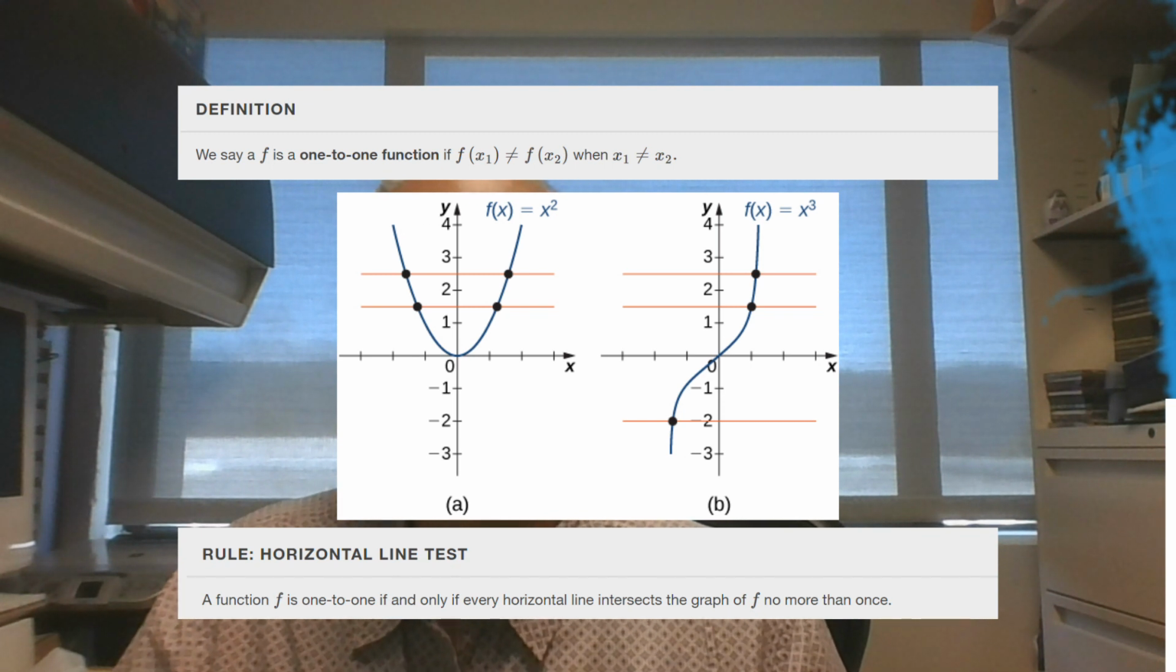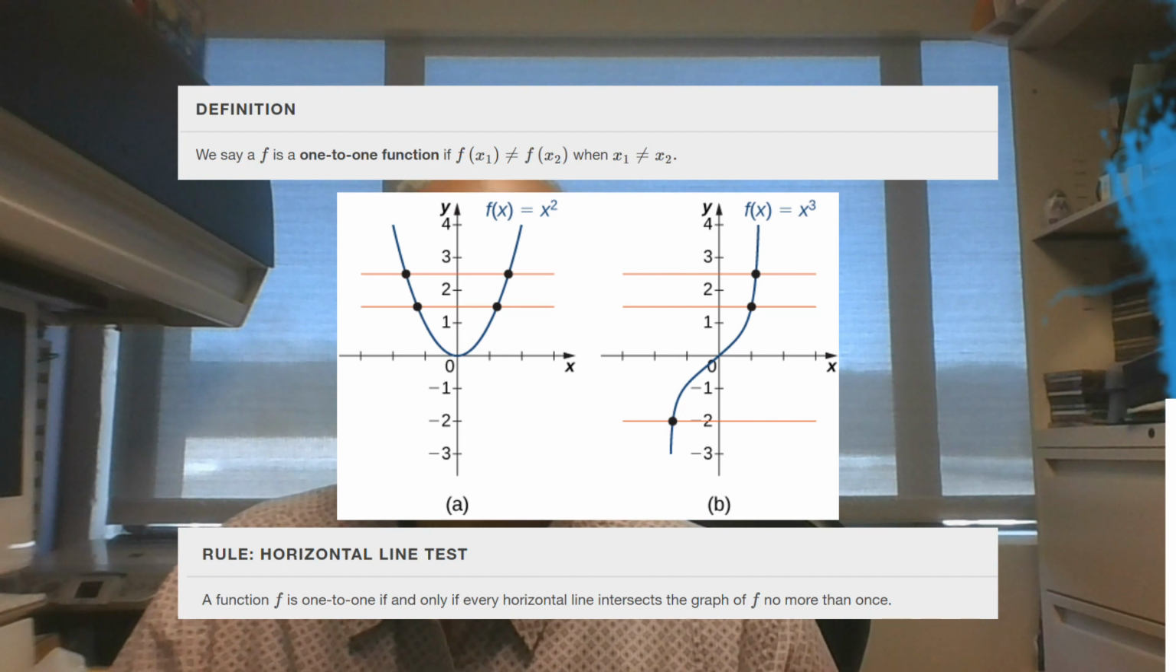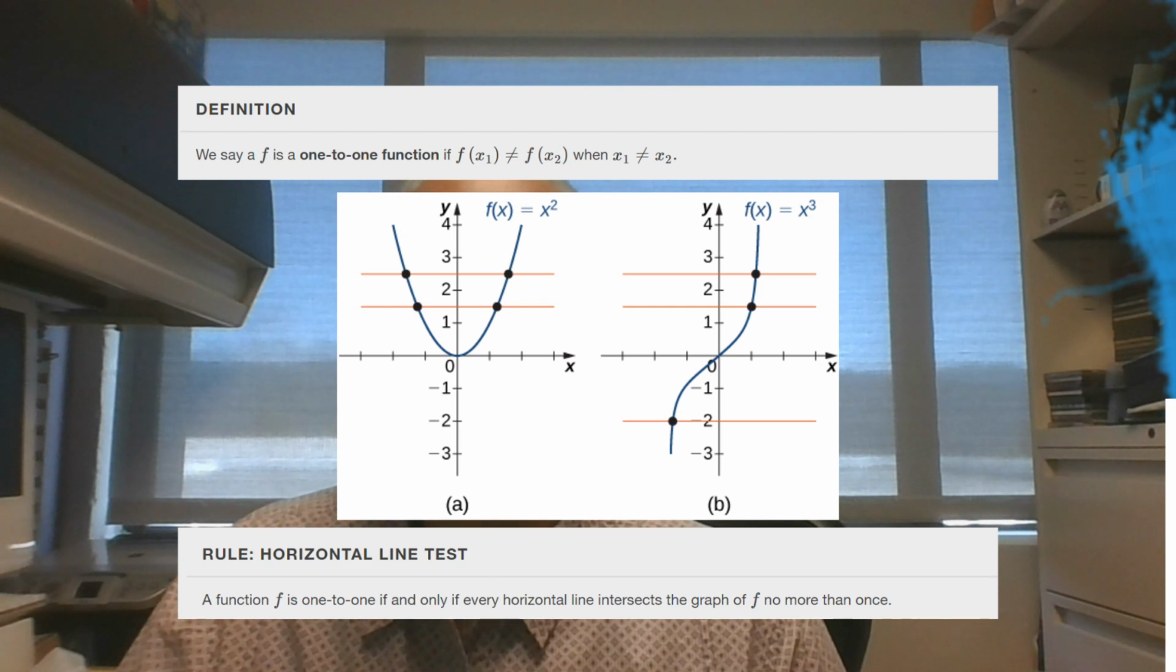And so this brings us to the horizontal line test to test whether a function is one-to-one. If you draw a horizontal line and it passes through no more than one point on the graph, then you have a function that's one-to-one.